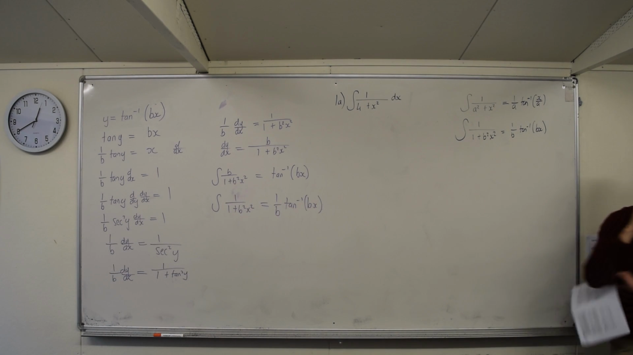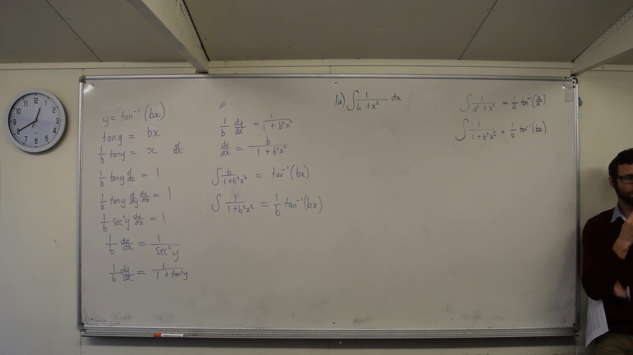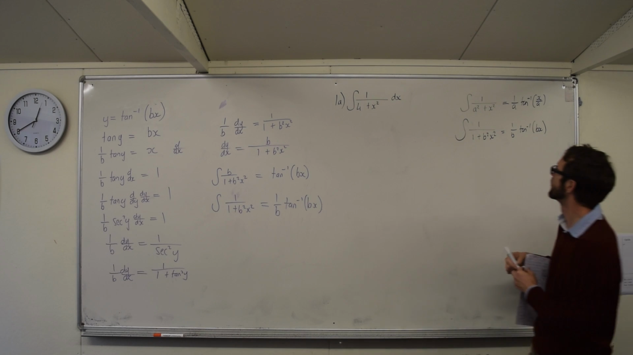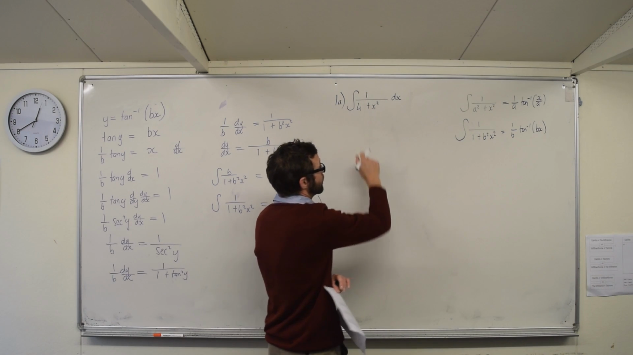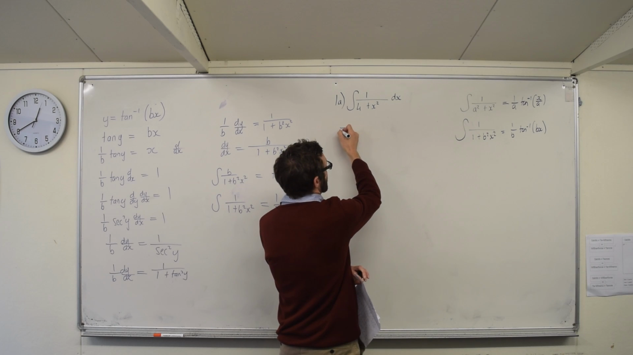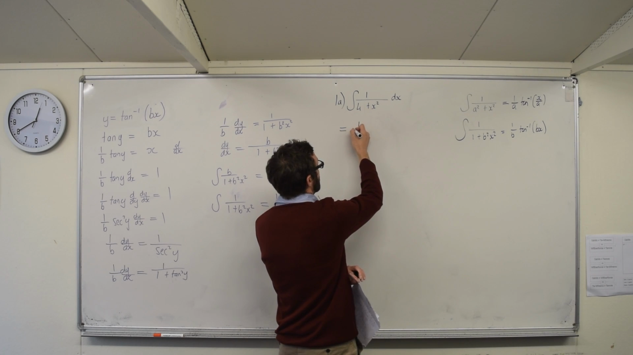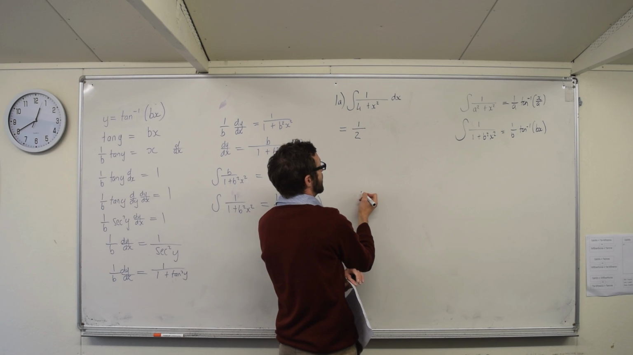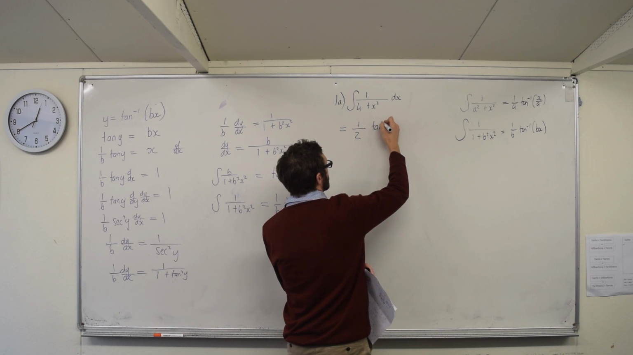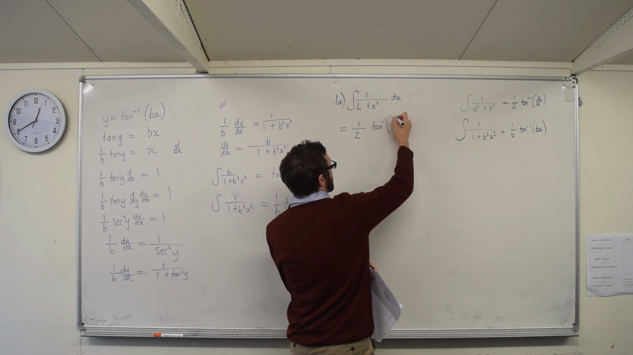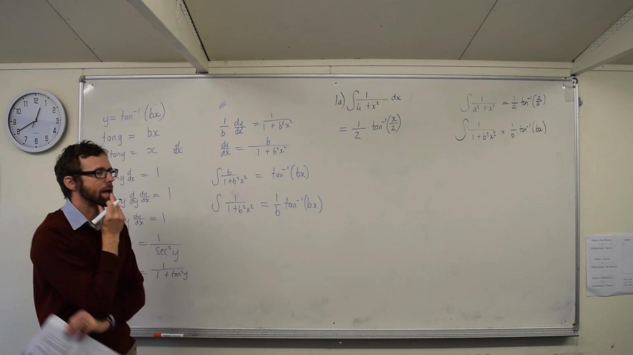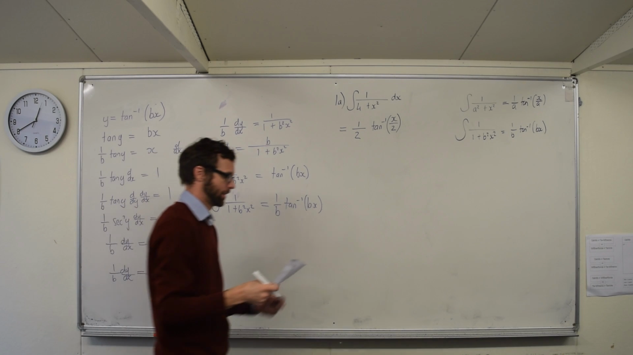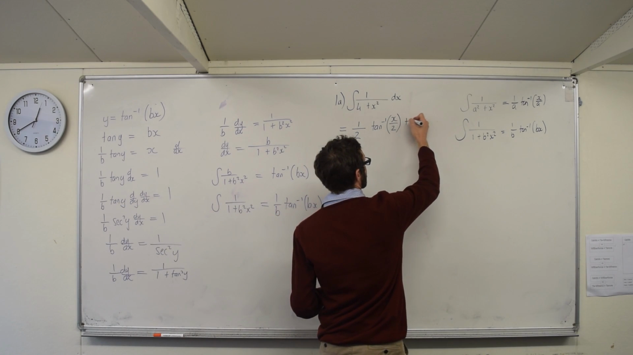Which one of these two does it look like to you? First or second one, do you reckon? What do you reckon? Okay. So we could say that a in this case must be 2, right? Because square root of 4. So this is going to be 1 over 2, and then tan inverse, x over a being 2. Last step, what have I forgotten? Plus c.